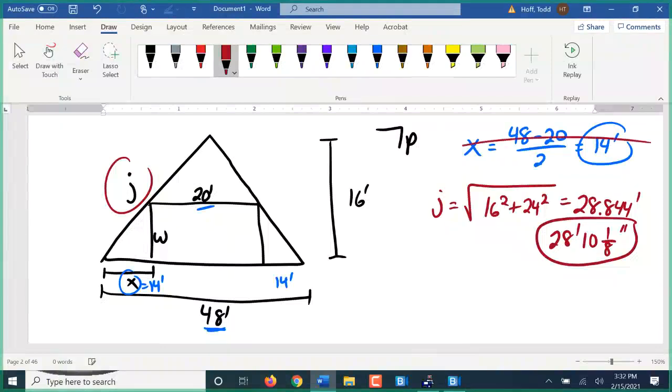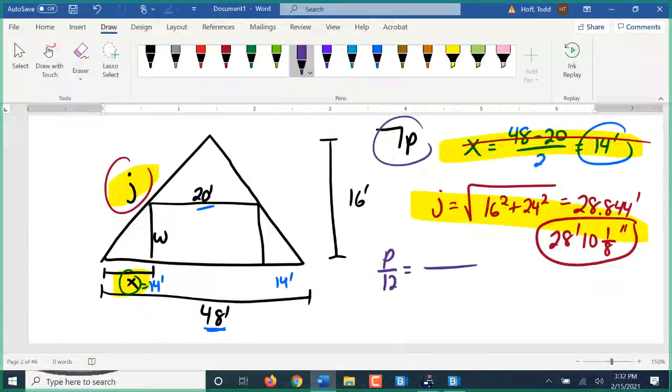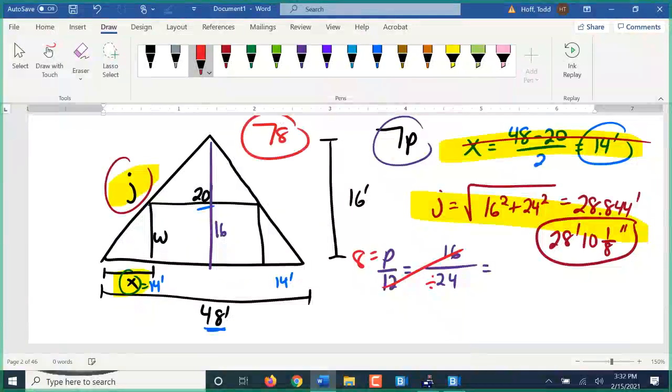That's two of the things. We've got X, Y. I need W. Well, to find W, I kind of need P first. P over 12 is going to equal what other ratio there? Rise of 16 over 24. So cross multiply and divide. P equals 8. This is an 8/12 slope.